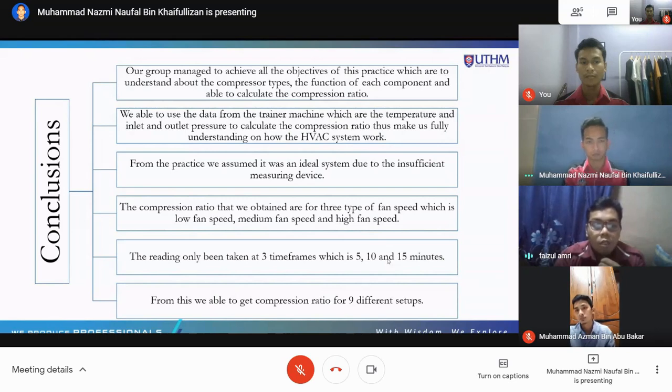Third, from the practice, we assumed it was an ideal system due to insufficient measuring devices. Fourth, the compression ratios that we obtained are for three fan speeds, which are low fan speed, medium fan speed, and high fan speed. Fifth, the readings were only taken at three time frames, which are 5, 10, and 50 minutes. Lastly, from this, we are able to get the compression ratio for 9 different setups.